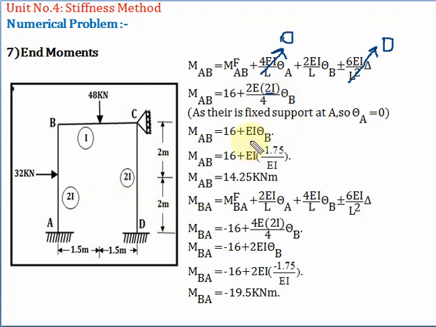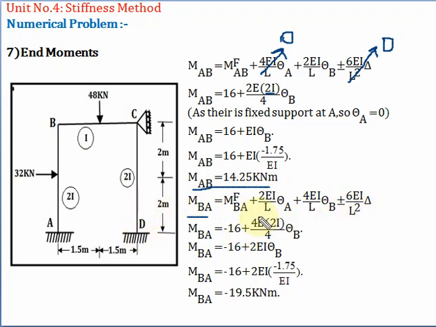So we know the value of theta B as minus 1.75 upon EI. Solving this, we'll get the end moment in member AB equal to 14.25 kilonewton meter. Now we'll apply the slope and deflection equation to the next member, that is BA, which is equal to MF BA plus 2EI upon L theta A plus 4EI upon L theta B plus minus 6EI upon L square delta.